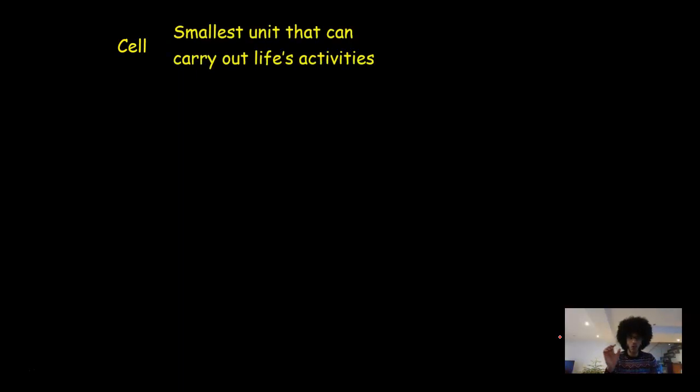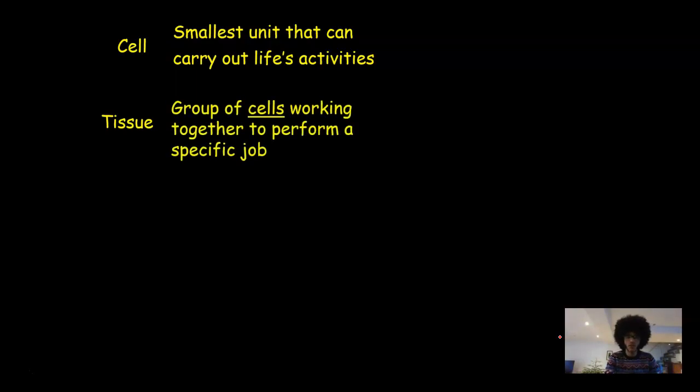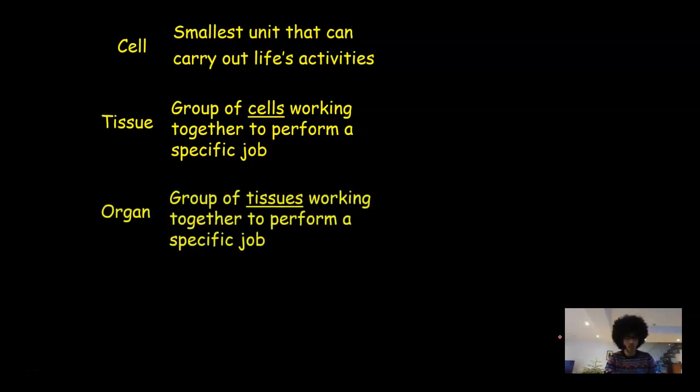Now the cell in organisms, it's basically the smallest unit that can carry out life's activities. And then you get lots of these cells coming together in order to form a tissue. Now, a tissue, in terms of definition, is a group of very similar cells which work together to perform a specific job. Now, you can get lots of tissues to work together to form an organ. So an organ is groups of tissues who work together to perform a specific job.